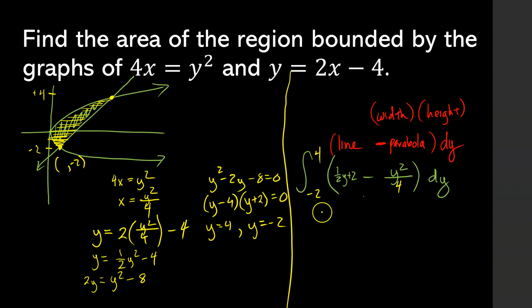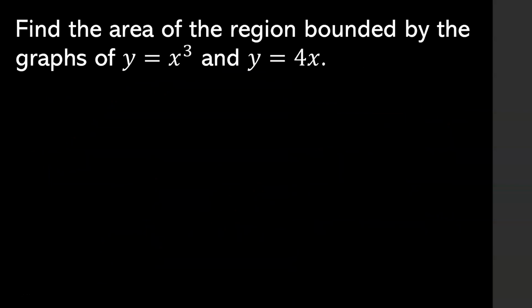So let's see, what's the antiderivative of 1/2 y? That's going to be y squared times 1/4, plus 2y minus, that's got to be y cubed over 12. And we're going to evaluate from y equals negative 2 to y equals 4. I'm assuming you can finish from there. Okay.